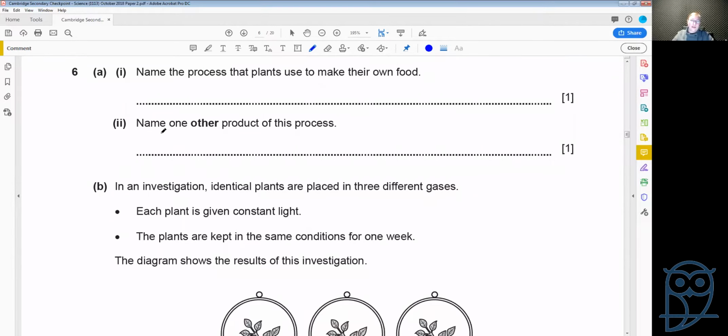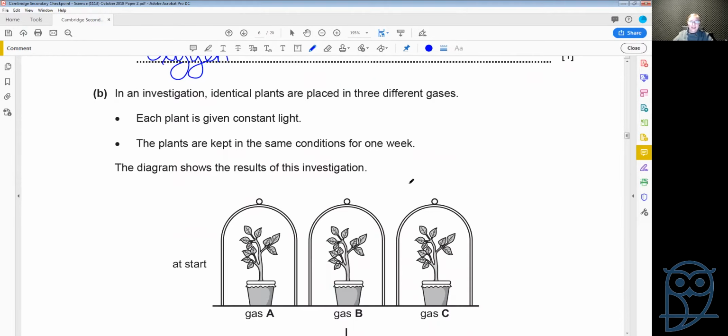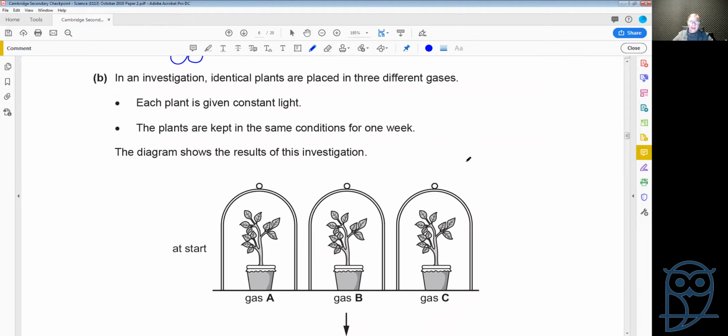So here we go. Question 6, name the process that plants use to make their own food. So this is photosynthesis. Name one other product of this process. Oxygen. Okay. So here we have, in an investigation, identical plants are placed in 3 different gases. It's given constant light and they're kept in the same conditions for a week.